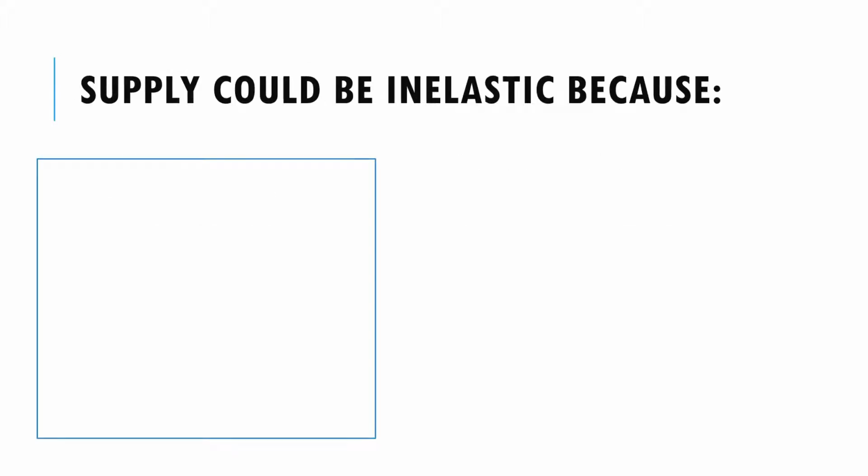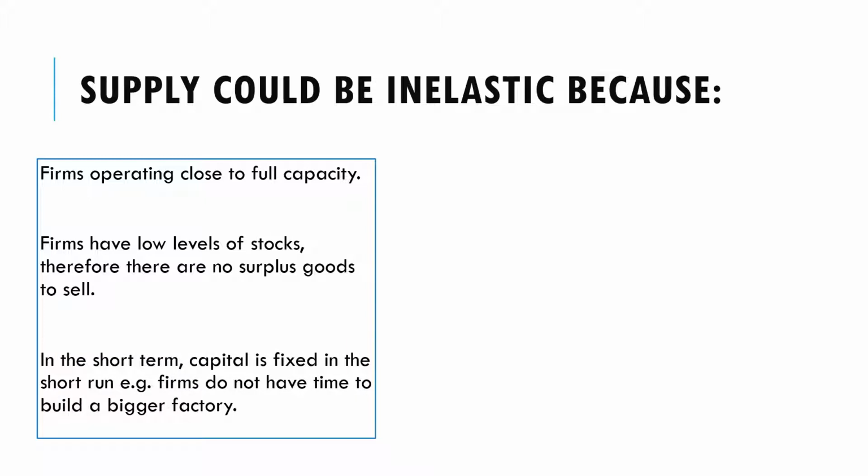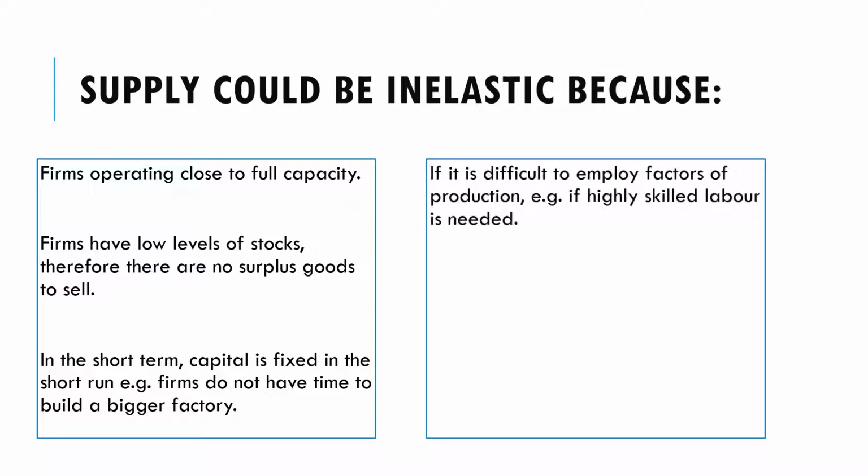Now, why might supply be inelastic? A number of reasons. If firms are operating close to full capacity, there may be no more scope to increase supply. If there are low levels of stock, they can't increase supply very quickly because they don't have any stocks to sell. In the short term, capital is fixed. Firms do not have the time or maybe the resources to build bigger factories and increase supply.